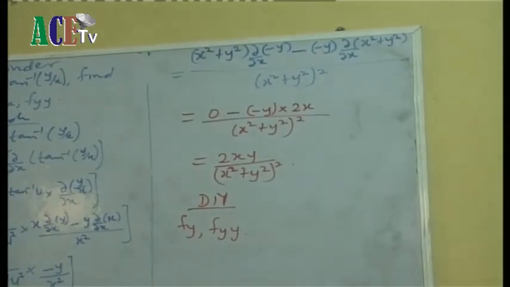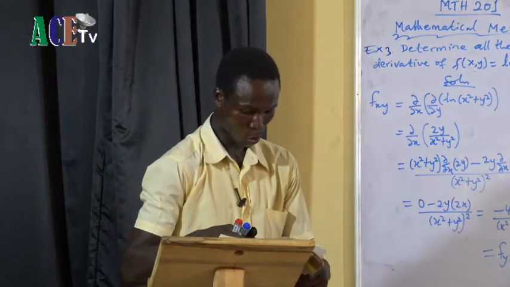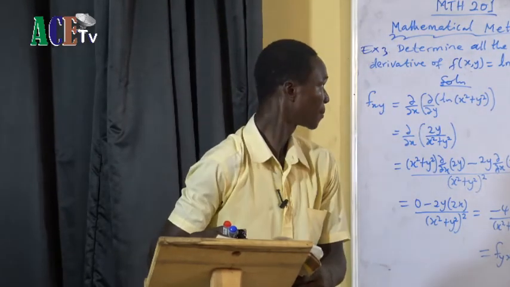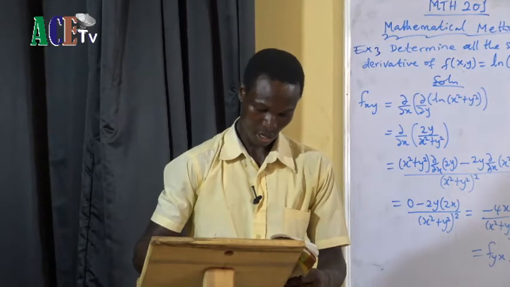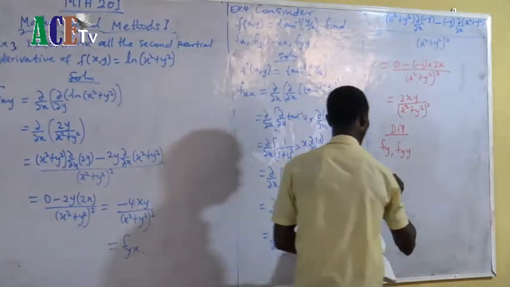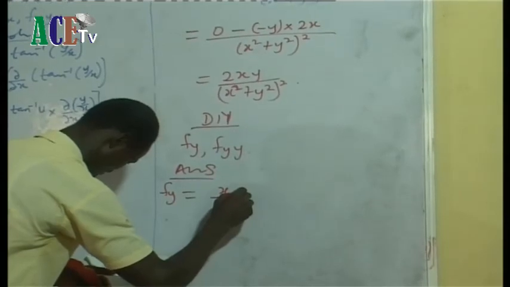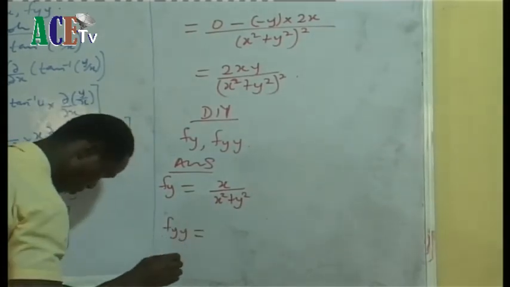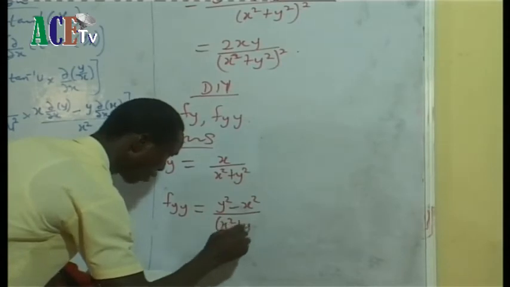If you do that one, you will see that f of yx is 2xy. I want to write the solution for you on each of them, so that it will guide you on what you will do. Answer. F of y will be equal to x over x squared plus y squared. F of yy will give you y squared minus x squared all upon x squared plus y squared, everything squared.